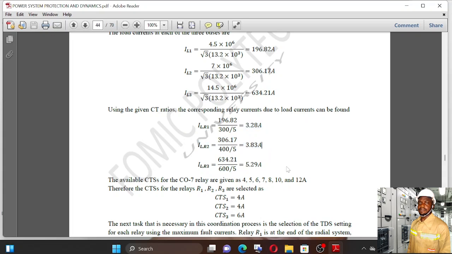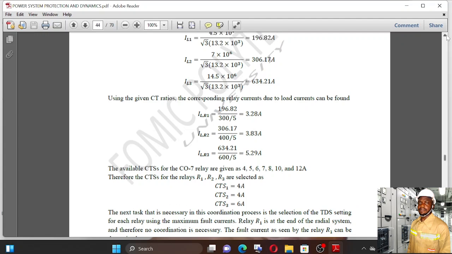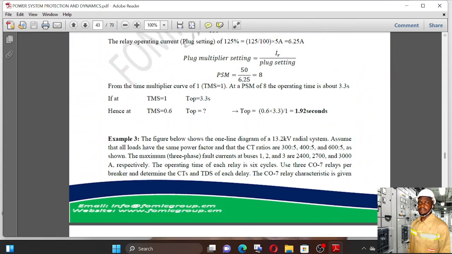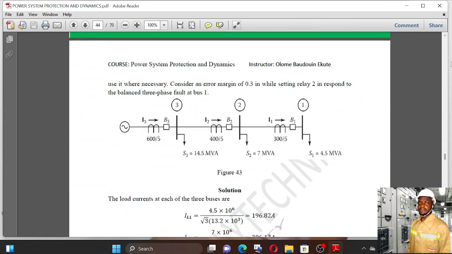Since the relay characteristic was not given for the relays, we utilize the normal current that is flowing through the line and the normal current that is being fed to the relay to now select the characteristic of the relay, right? So we'll still use the relay characteristic curve of CO7. It specified that for that we have different current tap settings for CO7. Okay, we saw it up.